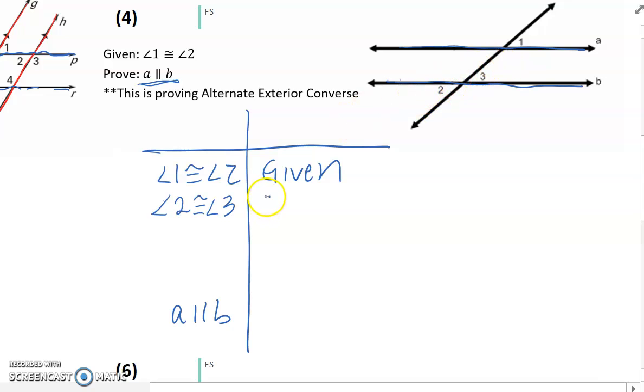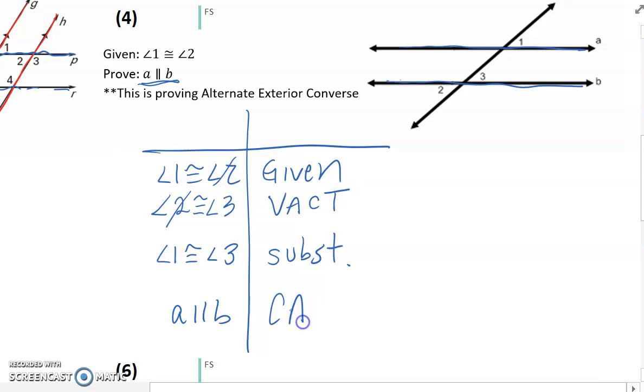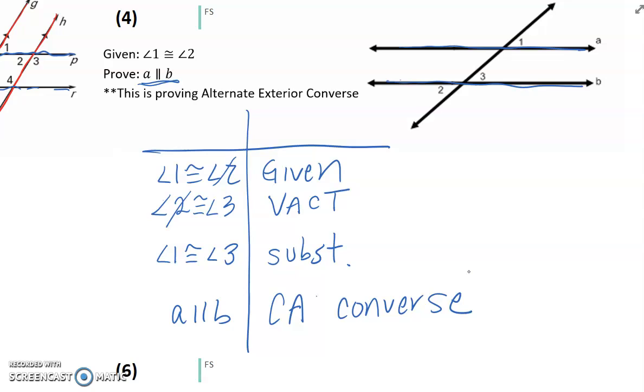Vertical angles, good. And then I can cross out 2 and say angle 1 congruent to angle 3, which is transitive or substitution. And now if 1 is congruent to 3, A must be parallel to B by corresponding angles converse. And that's it. I think that's enough to give you an idea of how these proofs would work. What I'm going to do now is also send out the review sheet. I will have a video, or I'll send out my answer key. It's a lot of parallel lines and looking for relationships among the parallel lines.